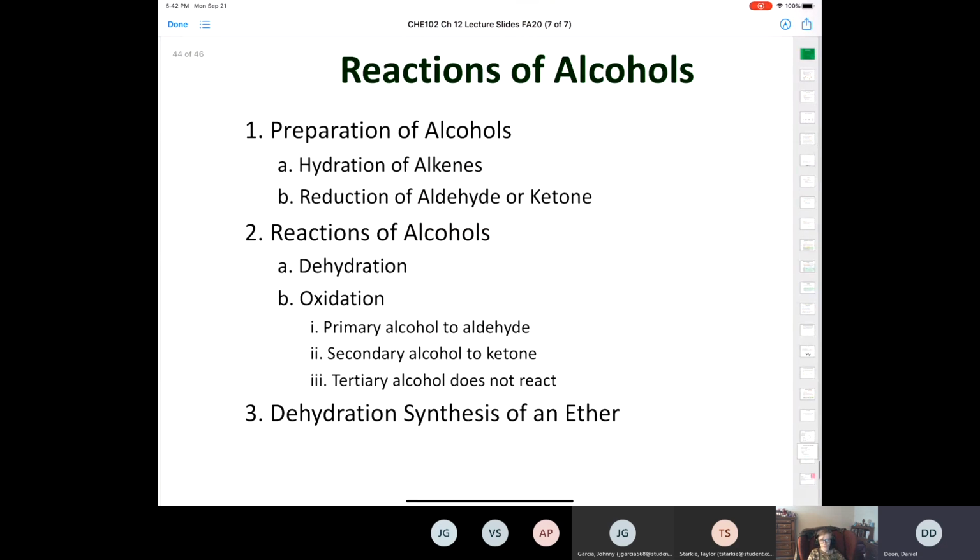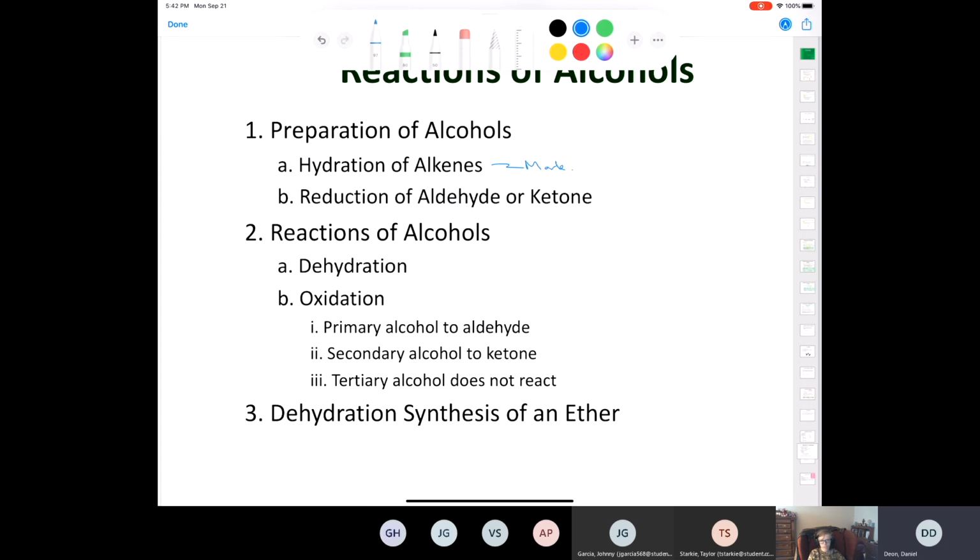Anyhow, so this is just a summary of what we covered in chapter 12. We discussed reactions of alcohols. We talked about the hydration of alkenes, and you have to know Markovnikov addition. Then we talked about the reduction of an aldehyde or a ketone, and we said that when you take an aldehyde and you reduce it, it makes a primary alcohol. And when you take a ketone and you reduce it, you get a secondary alcohol. What else? We talked about reactions of alcohols, and I said that you have to understand what a Zaitsev product is, and you should be able to identify or draw a Zaitsev product.